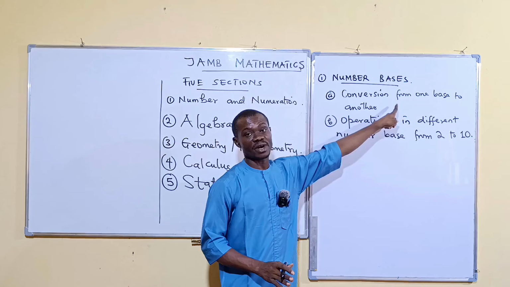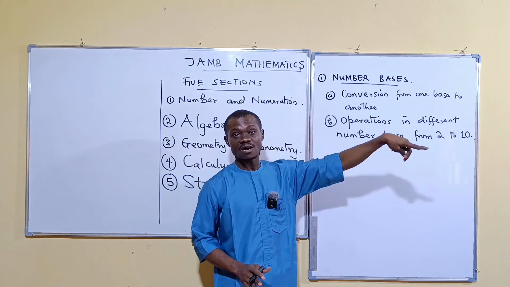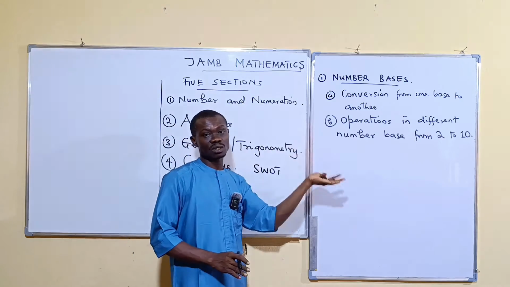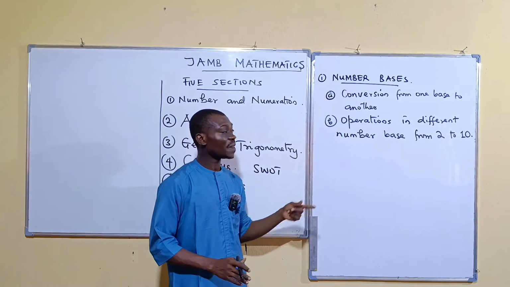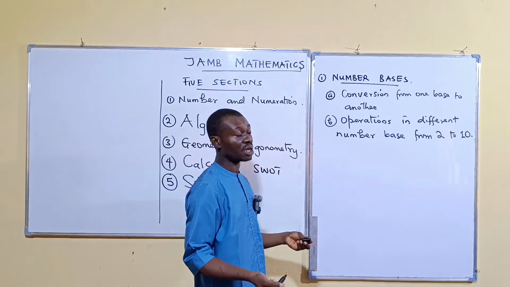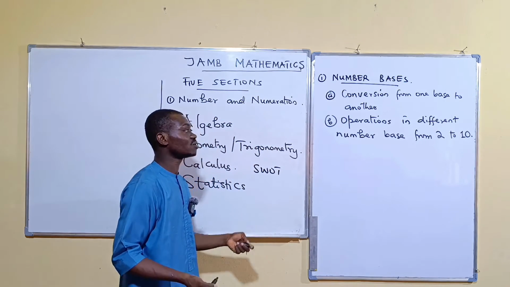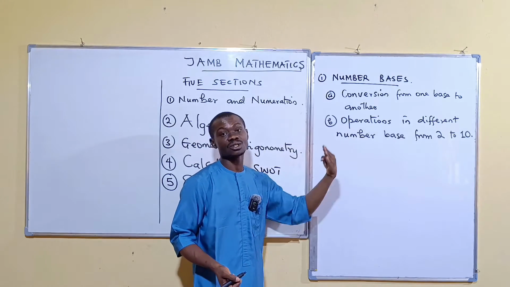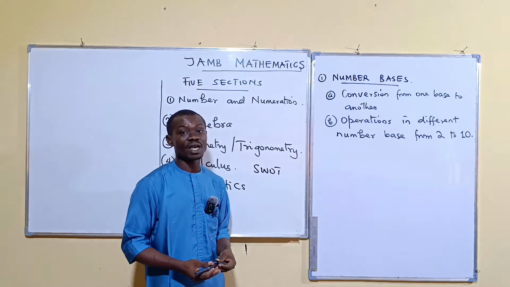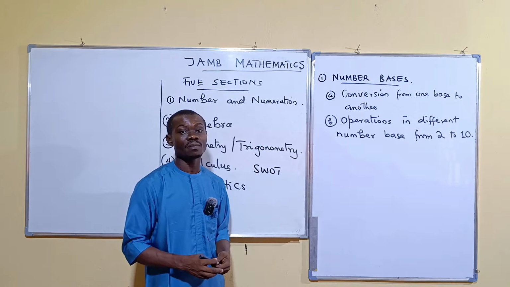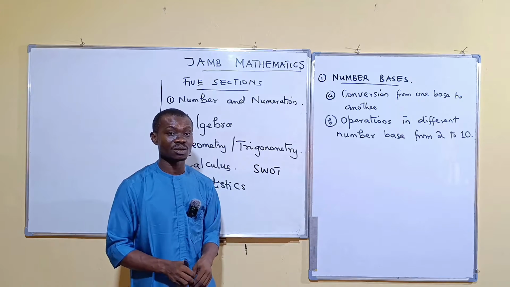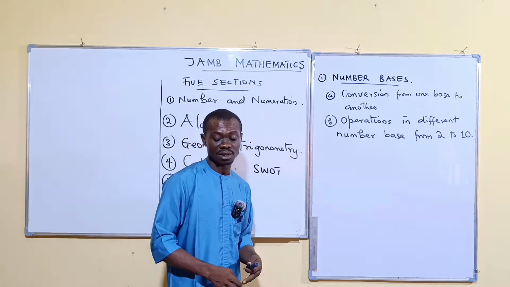Are you able to convert numbers from one base to another, whether from base 3 to base 5, or base 6 to base 2, or from base 2 to base 10, whatever? And then after that, are you able to perform some operations? Remember, when we're talking about operations, in this case we are referring to addition, subtraction, multiplication and division of numbers in different number bases. So that's exactly what we are going to be looking into here. Let's quickly get into it.